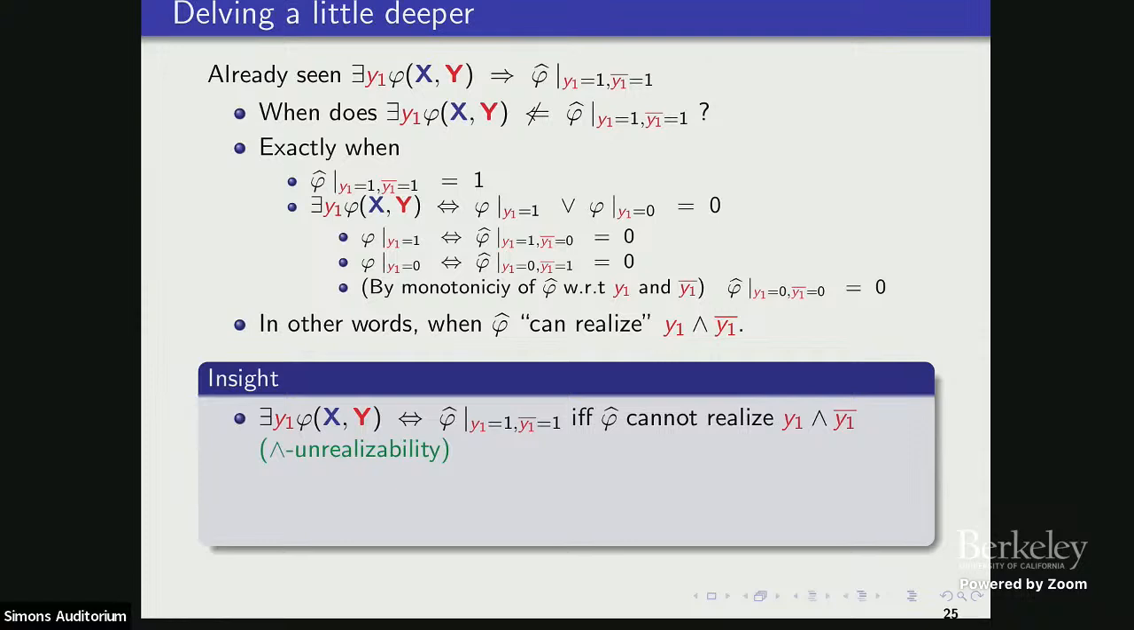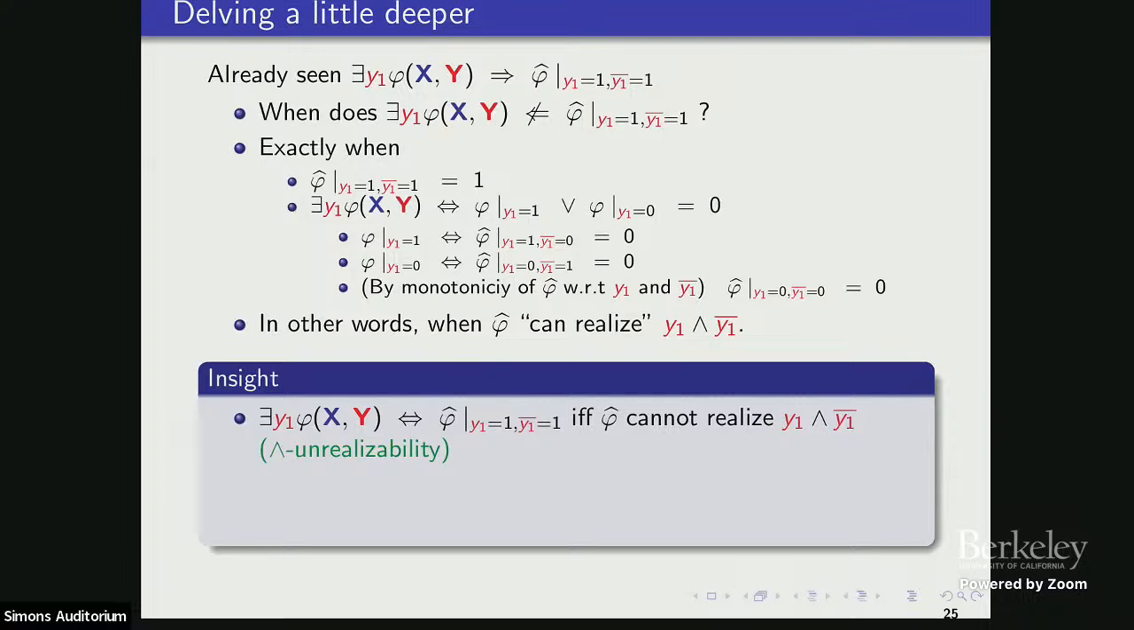is linear in the size of phi. So if I want to do quantification without a blow up in the size, without a doubling in the size, then if I can ensure that phi hat cannot realize y1 and y1 bar, then I can effectively do that, right? So what does it mean?